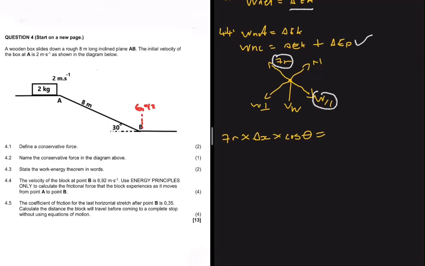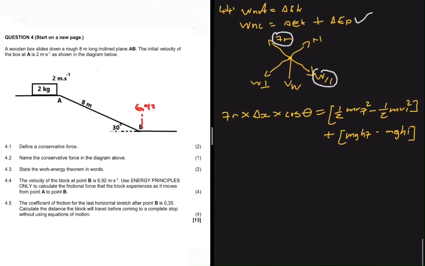If we compute that, we're going to get a half m v_f squared minus a half m v_i squared, plus m g h final minus m g h initial. Friction is what we're looking for, so we're just going to have F_r, multiplied by delta x, which is 8 meters, the displacement of the object, and then multiplied by cos of 180. When you're calculating the work done by friction, it will always be cos of 180 because it always acts in the opposite direction.